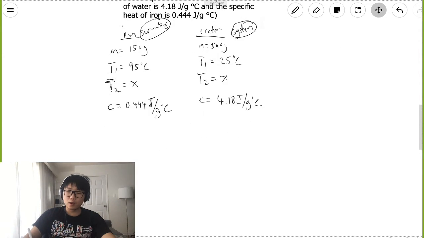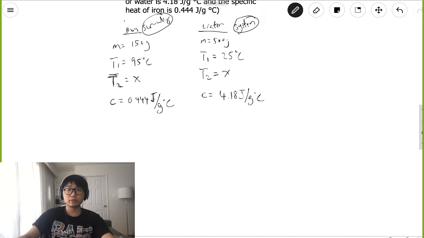All right, now we can use our trusty equation. What was that first equation I gave you? The first equation I gave you was Q of a surrounding. It doesn't really have to be in terms of surrounding or system, but I'm just saying that so you understand that there's nothing else in this universe, right?